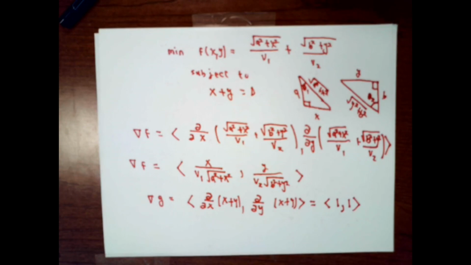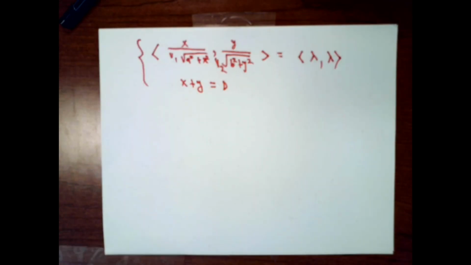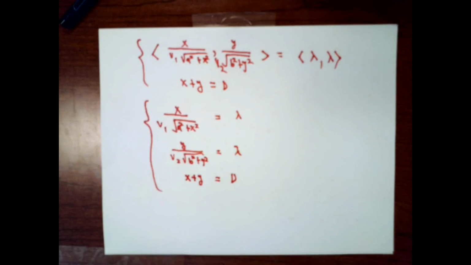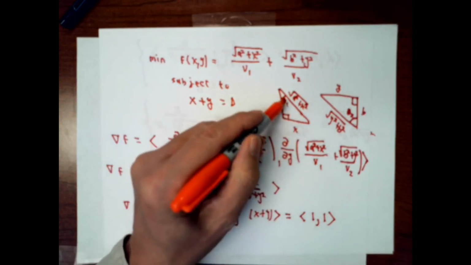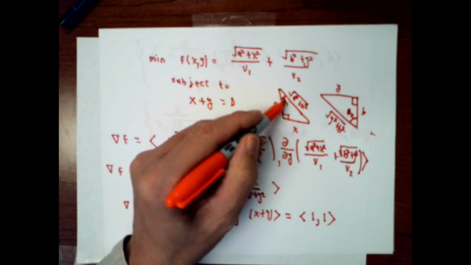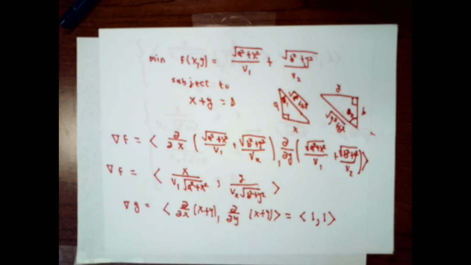The differential condition says the gradient of f must equal lambda times the gradient of g, and generally speaking, I have to include my side condition as well. In this particular case, though, life is easy. X over v1 radical a squared plus x squared equals lambda, and so does y over v2 radical b squared plus y squared. That means that x over v1 radical a squared plus x squared must equal y over v2 radical b squared plus y squared. On the other hand, sine of theta 1 is opposite over hypotenuse, x divided by radical a squared plus x squared.